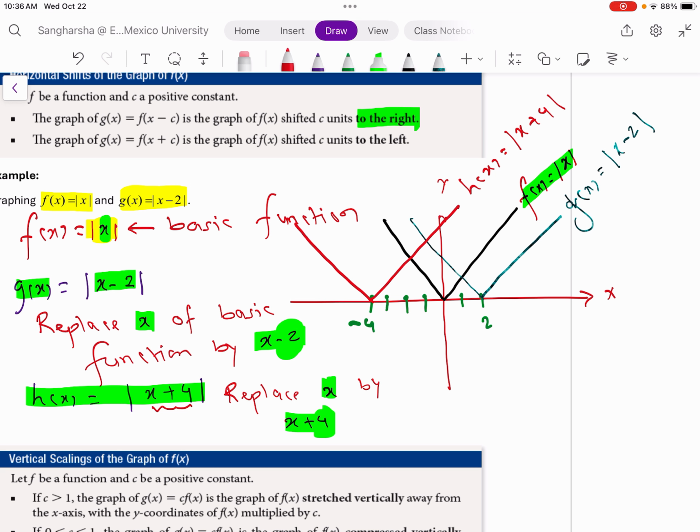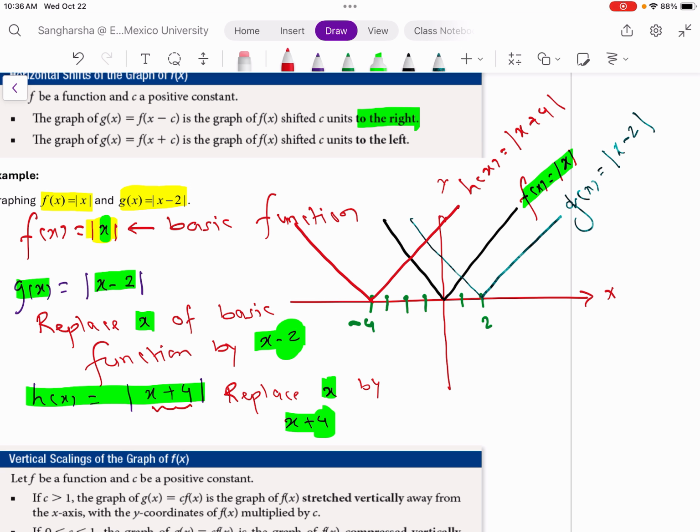So adding a number to a function means you are moving up. Subtracting a number from a function, you are moving down. Now, this is the case when we are replacing, not adding, not subtracting. If we replace x by x minus some number, it means we are moving to the right side. If we replace x of a function by x plus some number, it means we are moving to the left. And this applies for any basic function, not only absolute value function.